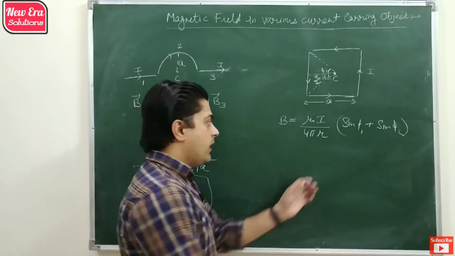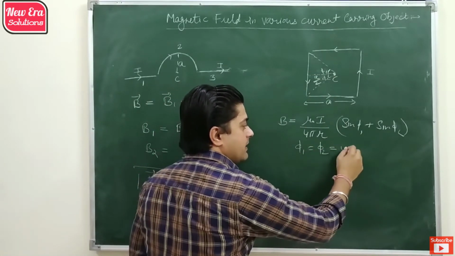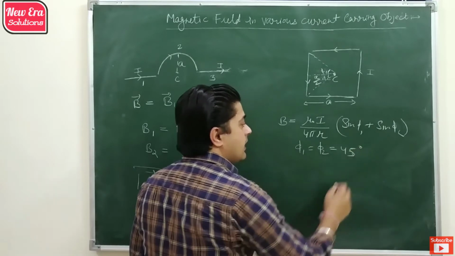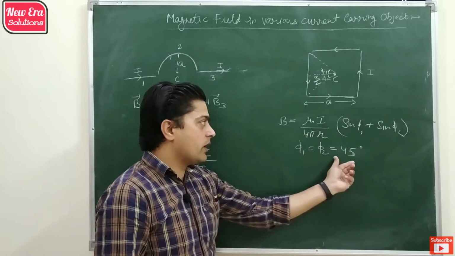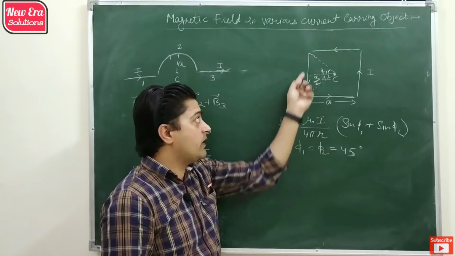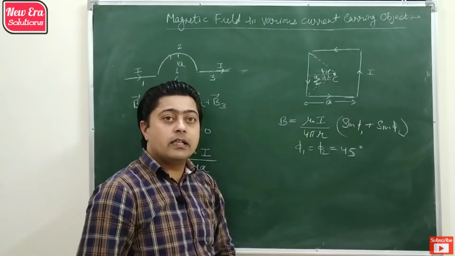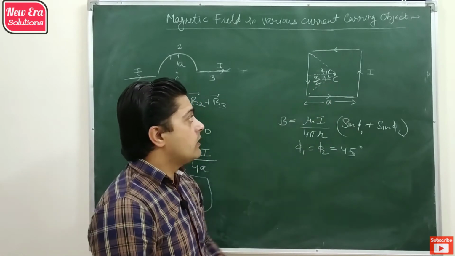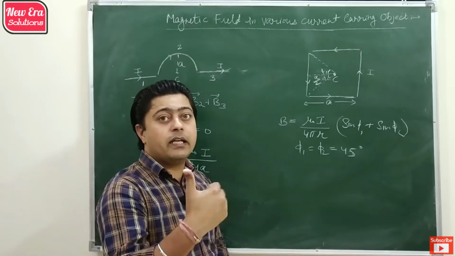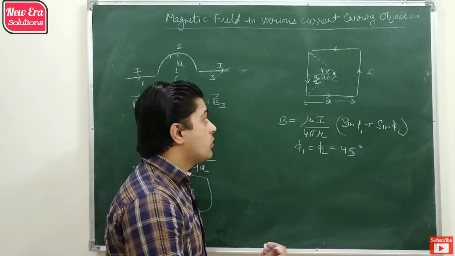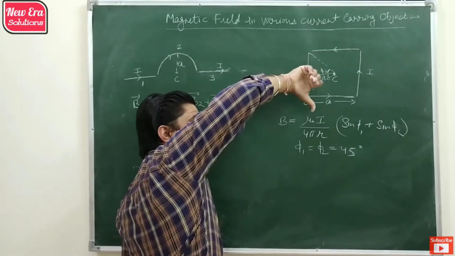The value of phi 1 and phi 2 in that case is 45 degrees, and the value of the position r is a by 2. By putting in these values, we can find the magnetic field due to this segment of the square at point C. And as we know, all the magnetic fields have their respective directions, which we obtain by the right hand thumb rule. If the current is moving downward, then the magnetic field is coming outward.